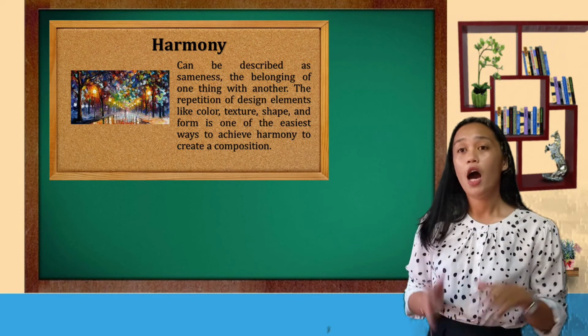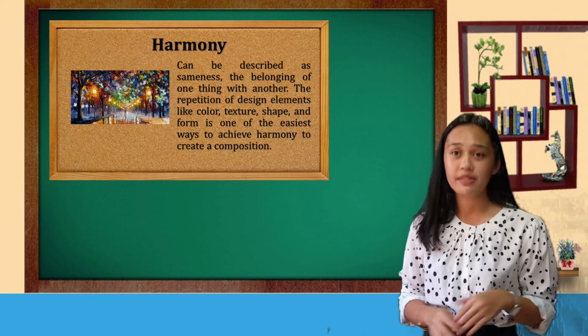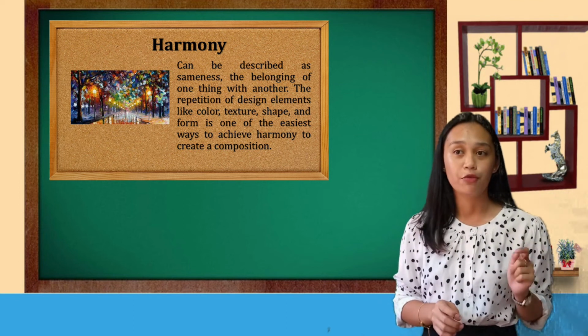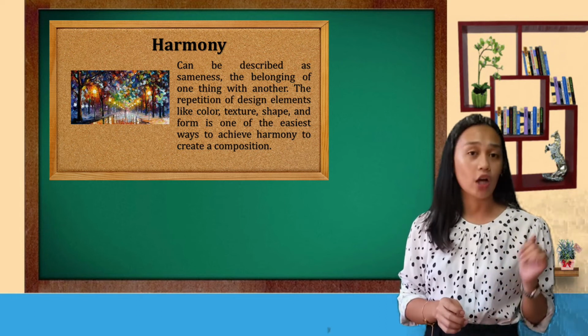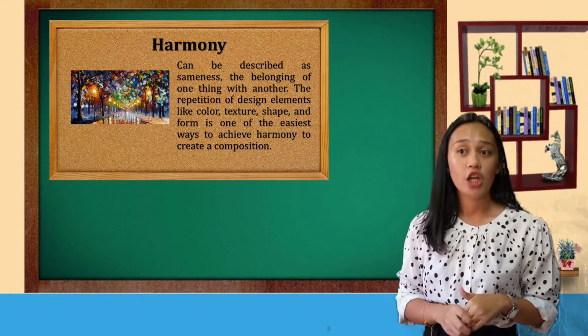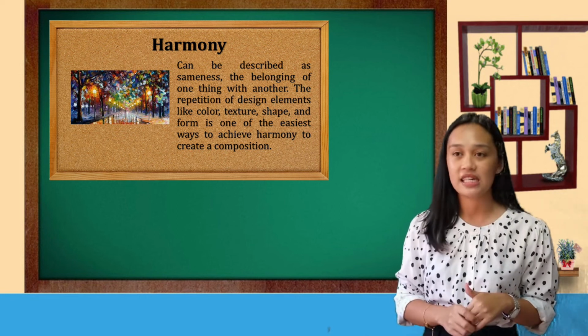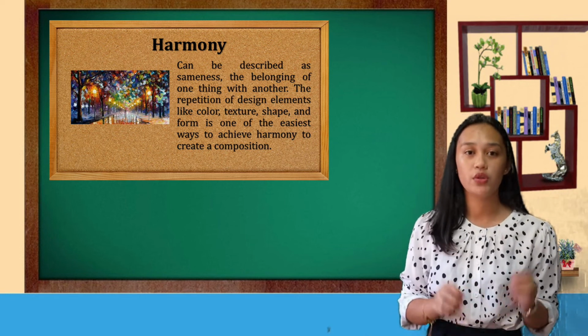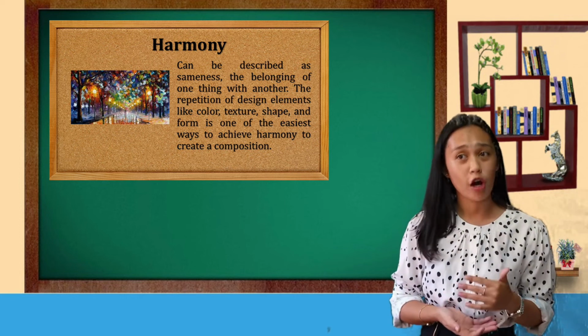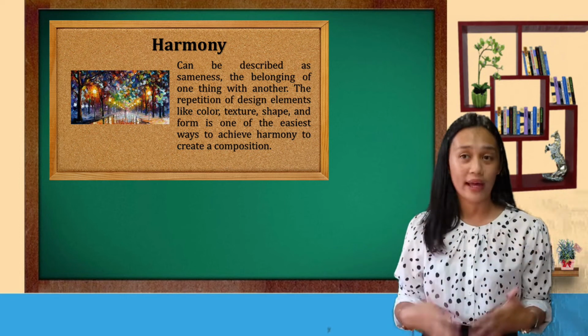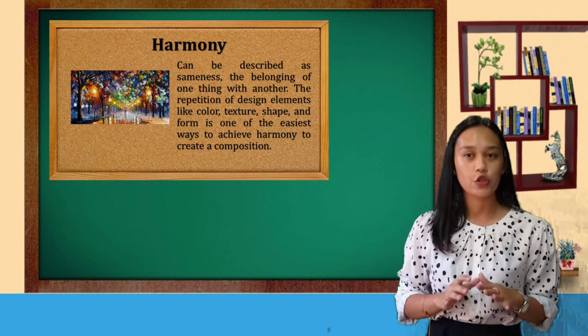So harmony. Harmony can be described as sameness, the belonging of one thing with another. The repetition of design elements like color, texture, shape, and form is one of the easiest ways to achieve harmony to create a composition. Harmony is a principle of art which refers to how well all the visual elements work together.